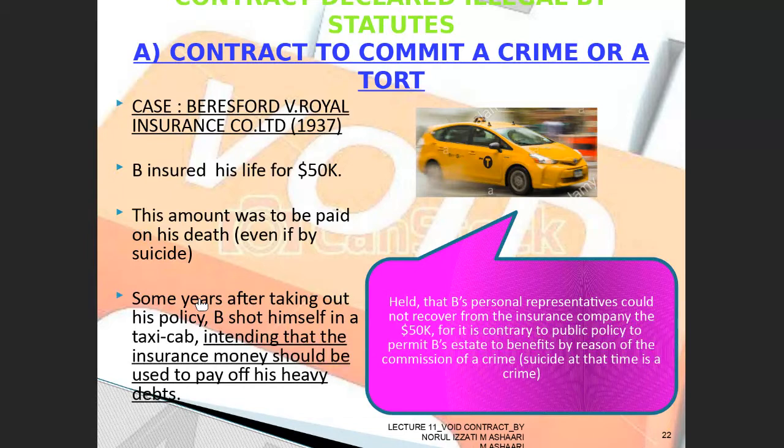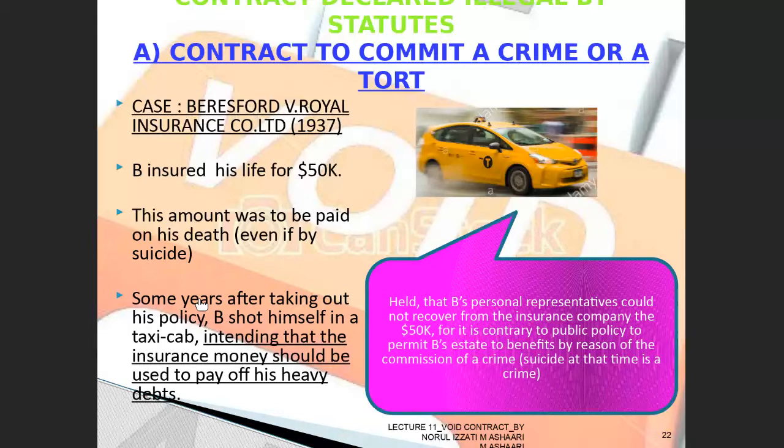Basically, if one of the parties insured himself or herself, the party who is still alive is able to claim the insurance, maybe the wife, the family, the kids, the son, and so on. But in this case, after taking the policy, he shot himself in the taxi cab, intending that the insurance money should be used to pay off his heavy debt.